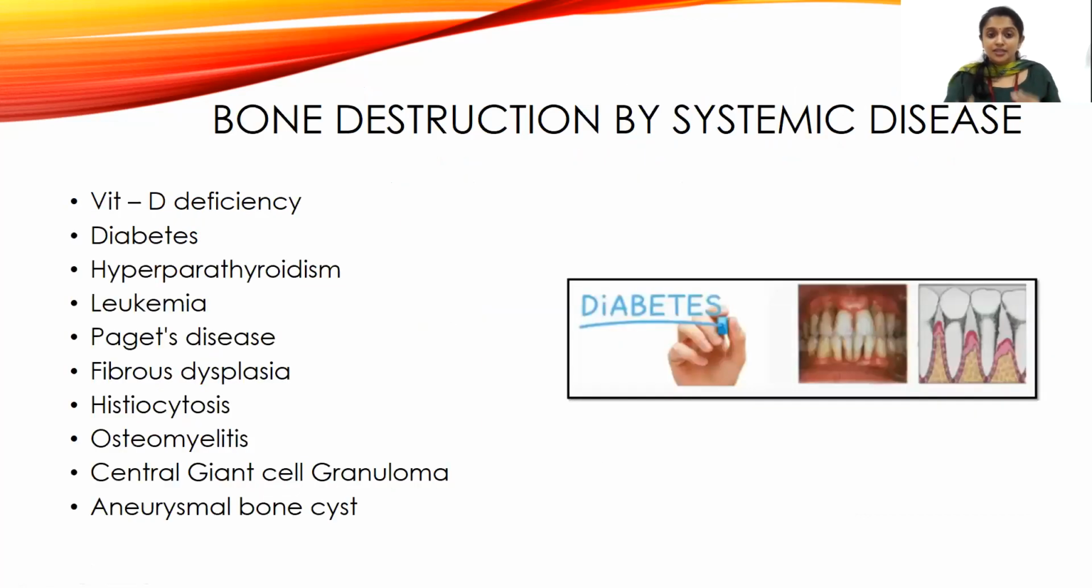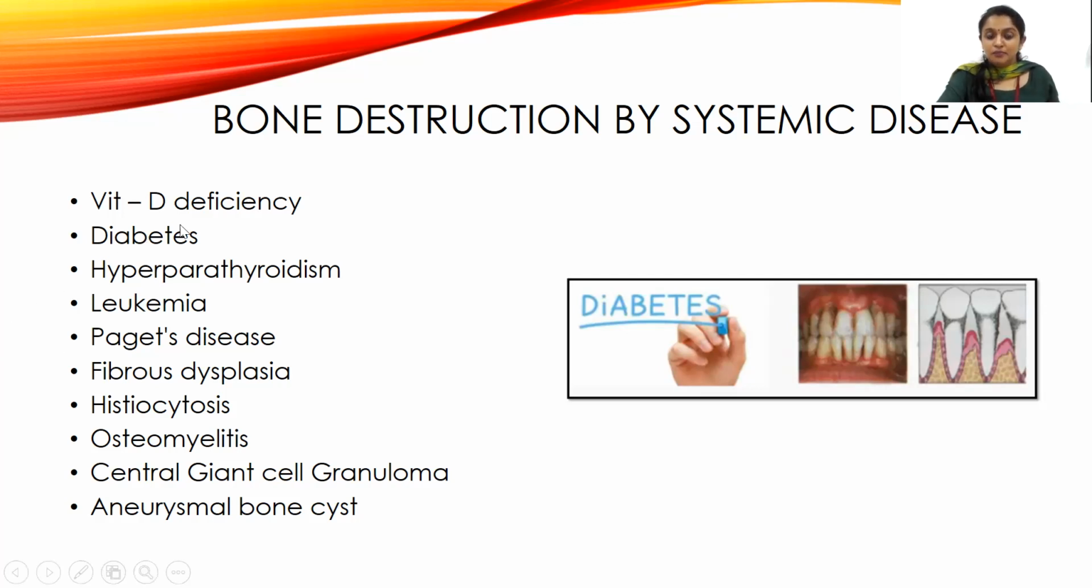Another is bone destruction by systemic disease. Until now, we learned the other factors. Here we are going to deal with the systemic factors which will result in bone disease. Vitamin D deficiency: as we know, vitamin D plays a very important role in calcium regulation, and calcium is one of the major components of bone. So vitamin D deficiency can result in rickets, the osteoclastic activity will be more, and as a result, vitamin D deficiency will also result in bone loss.